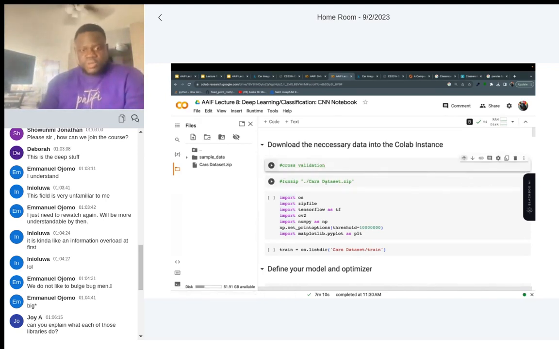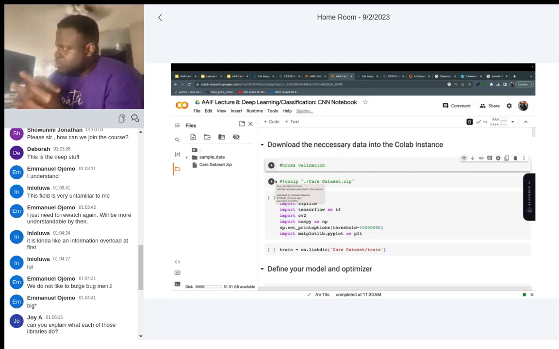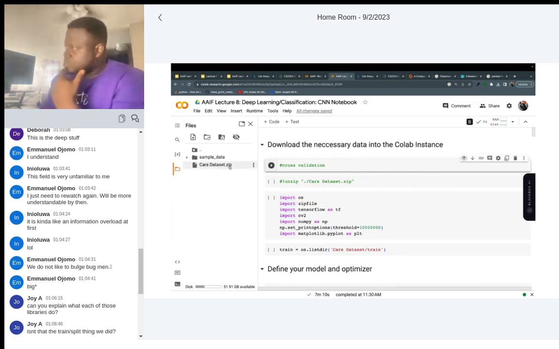Let me move this one. Yeah. So now, I don't know if it is Iniolua, someone asked a question: if you download a folder from Kaggle, make sure you zip or compress it, then upload it to Google Colab. So this is what I have. You can see .zip.